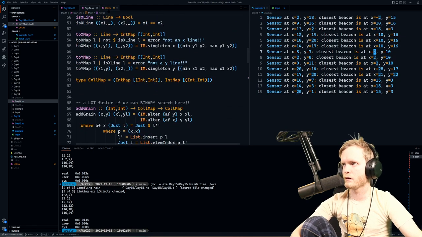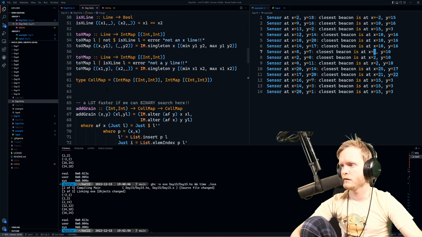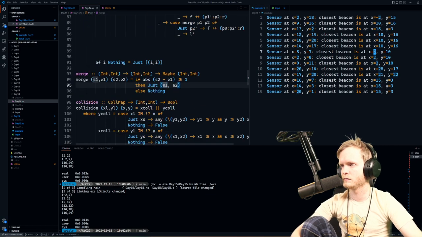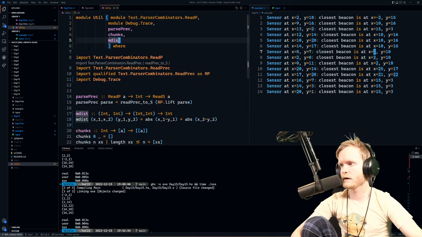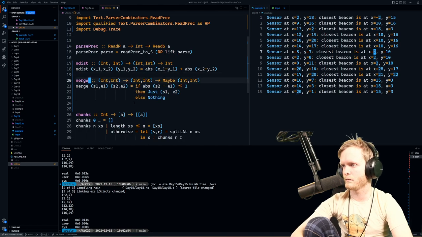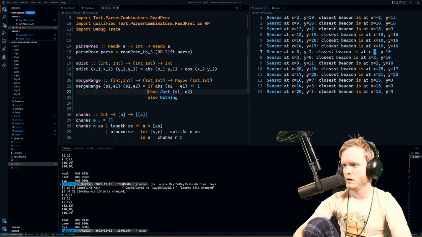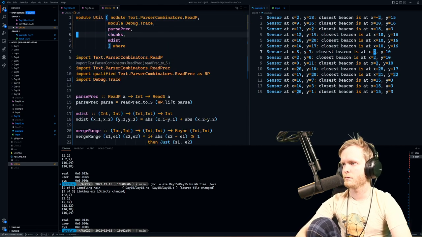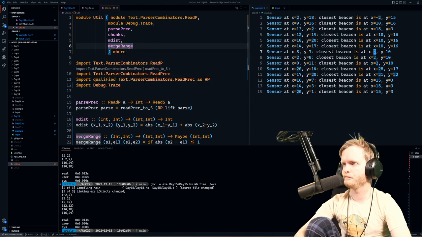And we do that like this. Same as here. Copy this, and we say this is going to be merge range. And then we need to export it. Merge range.